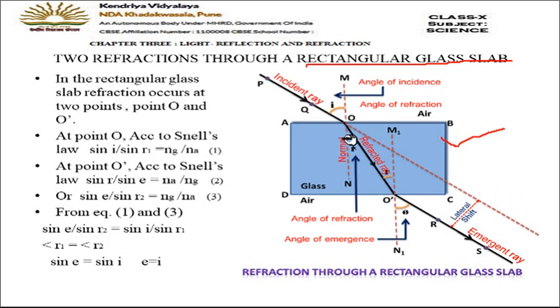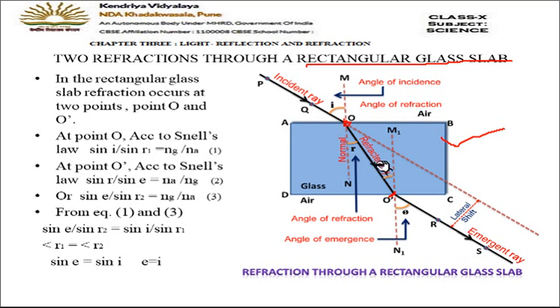This is the normal. So this is one point where refraction occurs, and here you can see when the light again comes out of the rectangular glass slab, at these two points refraction is occurring. Now when light enters from rarer to denser medium, you have studied that speed of light will reduce and it will bend towards the normal. So you can see here angle I is more and angle R is less. That means it is bent towards the normal.